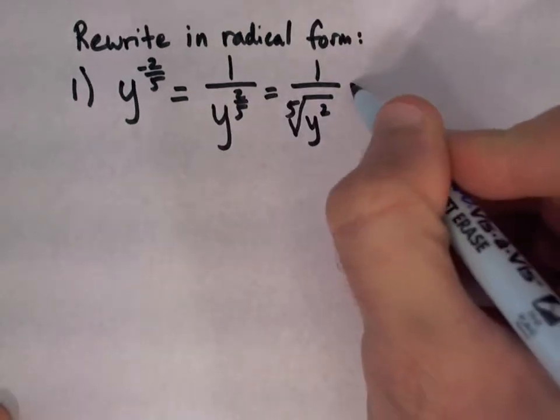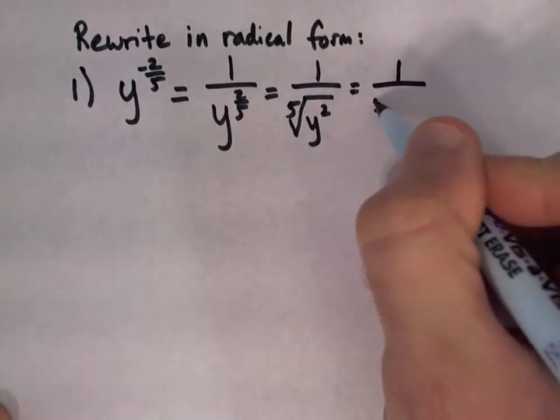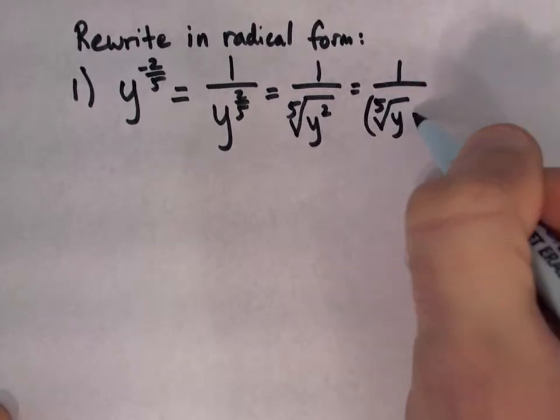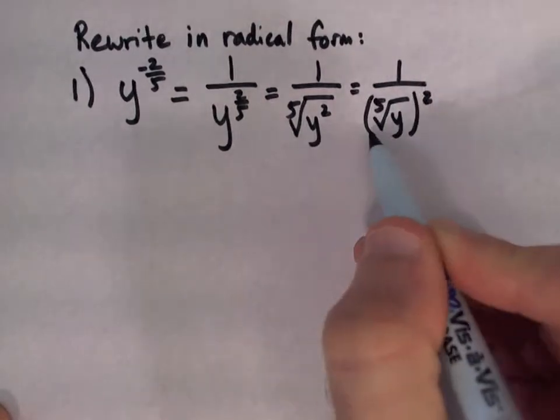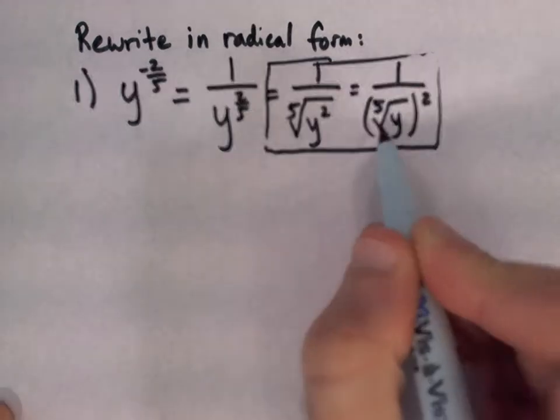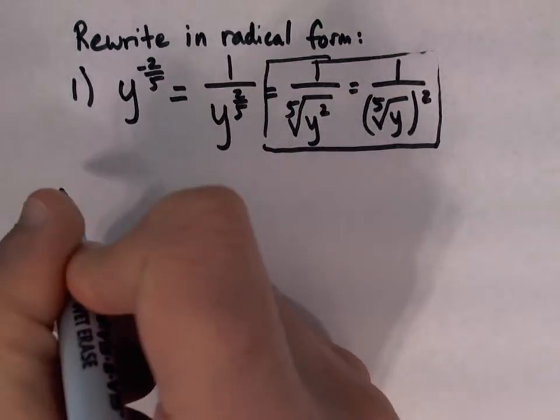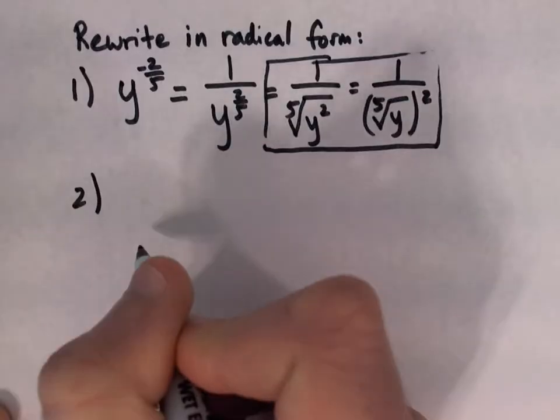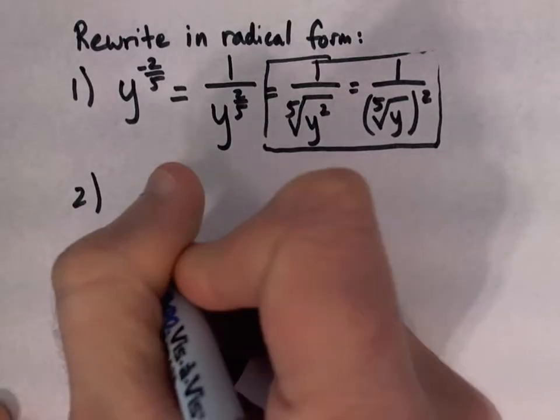Or remember, I could put the 2 on the outside. 1 over the 5th root of y, all in parentheses, squared. Either one of these is going to be okay. They both have different uses for us. So that is that.